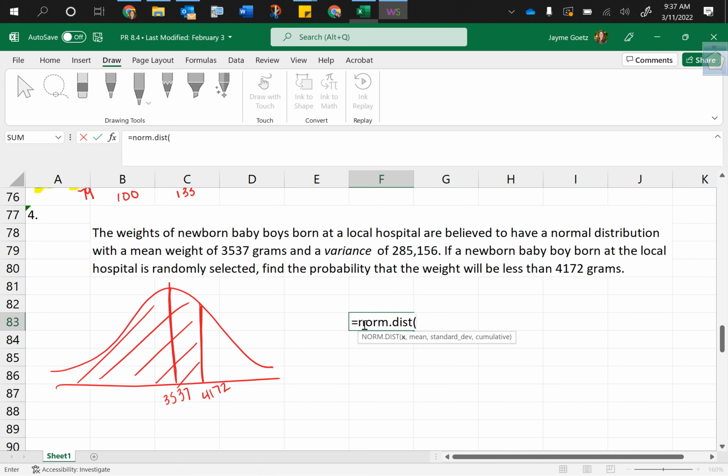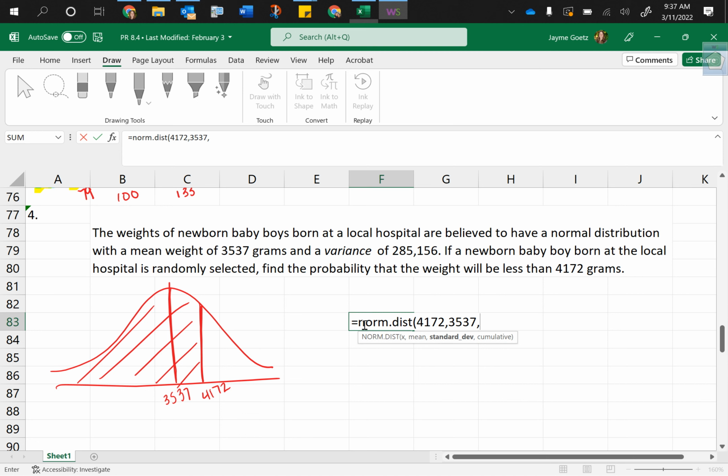What am I putting in for my x value? 4172. What about my mean? 3,537. Now my standard deviation wasn't given to me, but my variance was. And we know that to find the standard deviation, we have to take the square root of the variance, right? I'm going to type it right in there. I'm just going to type in SQRT of, and then type in the number, 285156. And it will figure it out for me. You don't have to type in equals because we're already in a formula. So all you have to do is type in square root right in there and then true, and it'll give you the value.